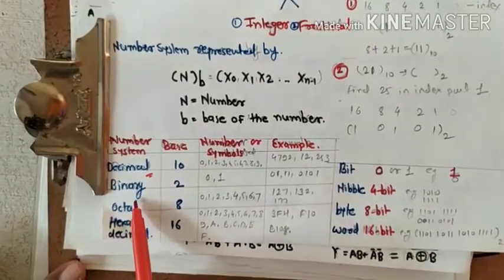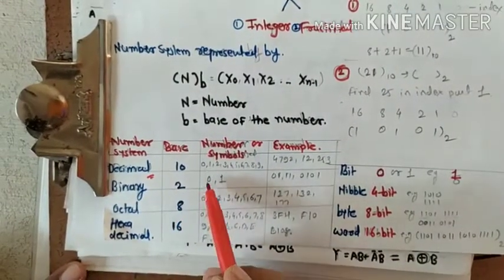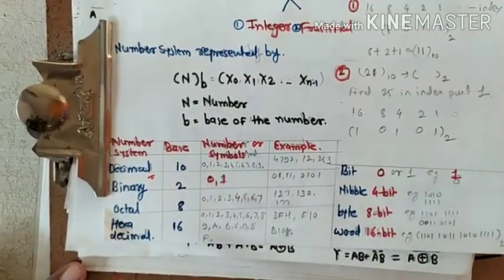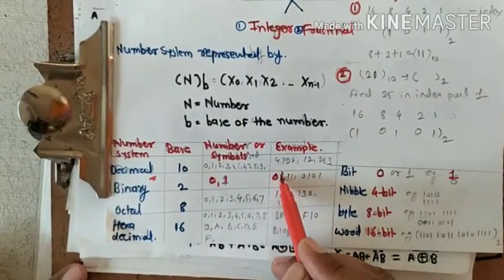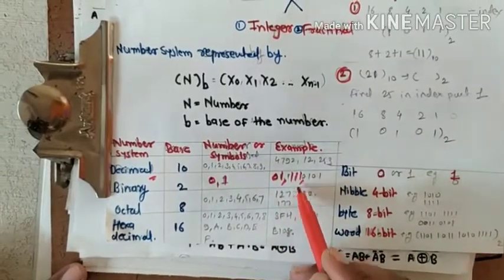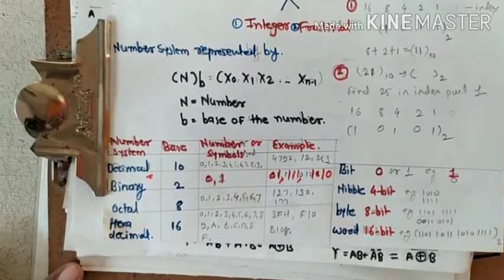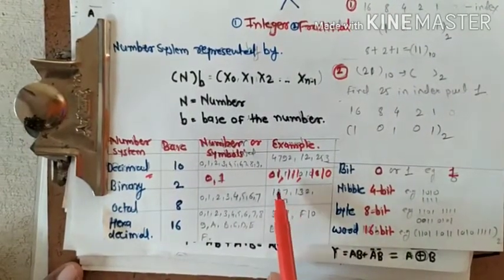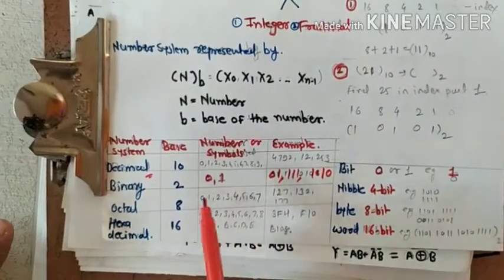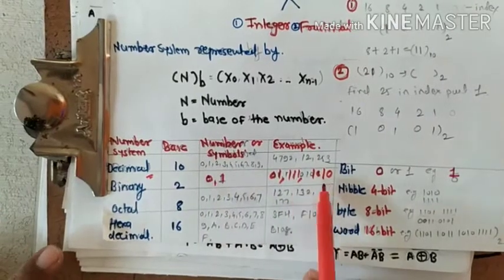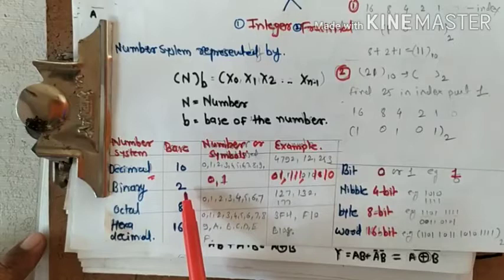So next one is binary. Binary means 2. It uses only 0 and 1. By the help of these two numbers we can represent our number. For example, here I write 01 is one number, 111 is one number, or 1010, this is one number. But these numbers are represented by only 0s and 1s. There is no 2, 4, 8, 9, 7. Only by the help of 0 and 1 we can write our number. So that is called a binary number, and we always write the base as 2.